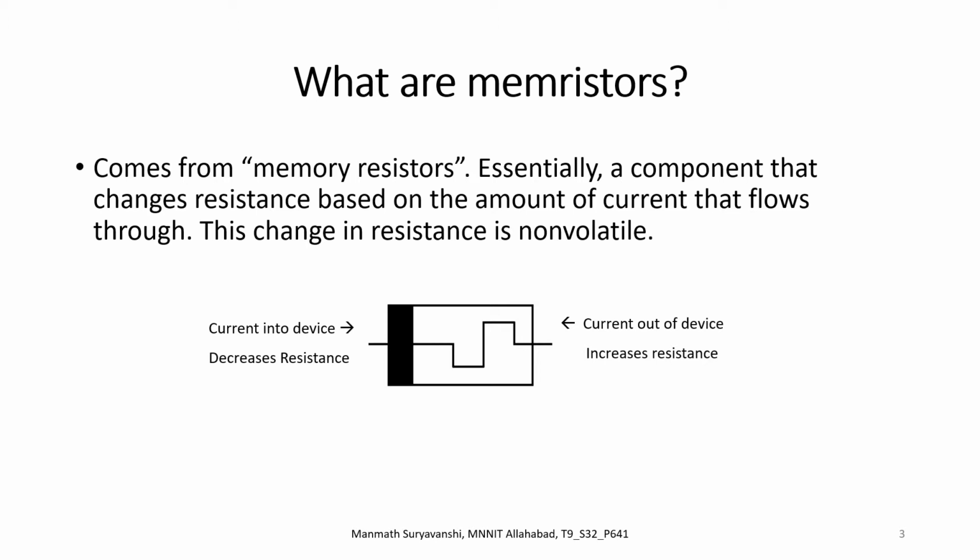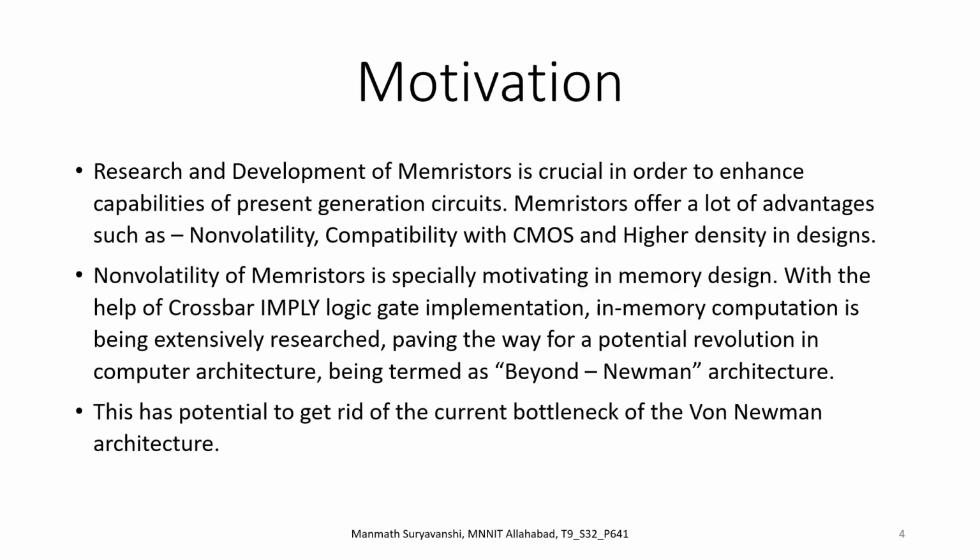Here we see a memristor symbol. The thick black line is used to denote the polarity. The change in the resistance is determined by the amount and direction of the current flowing through the device. Memristors are an important component whose potential is still being studied.